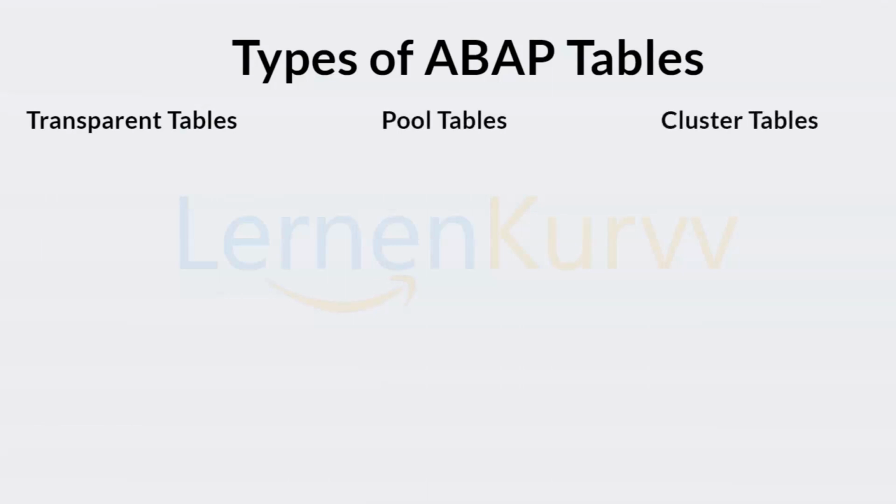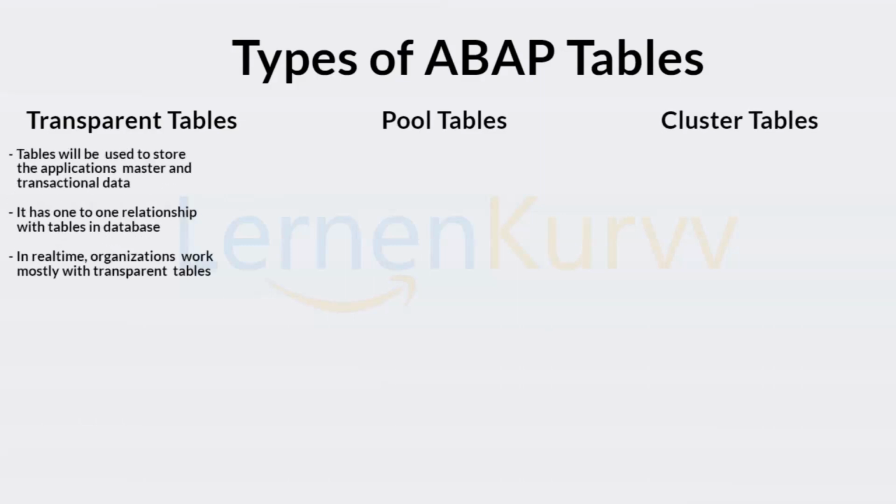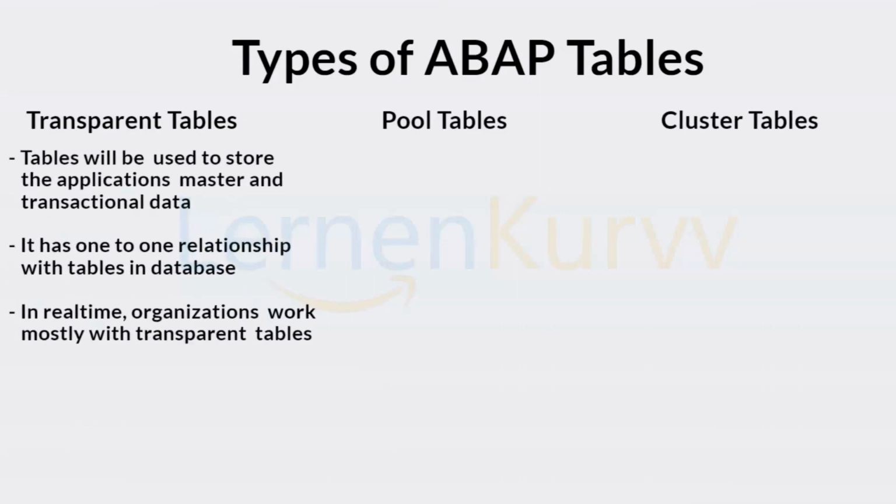Transparent tables are used to store application master data and transactional data. It is a one-to-one relationship with the tables in the database, such as SAP Database, SQL, and Oracle. Which means the name of the table, field names, and the number of fields are similar in both DDIC and the database table. In real time, an organization mostly works with transparent tables.